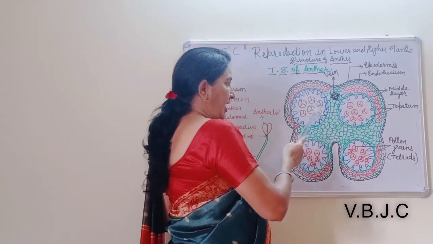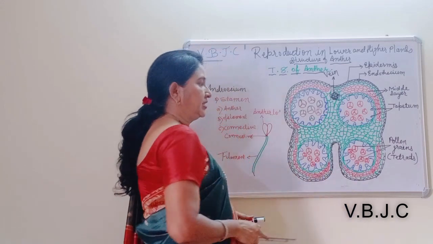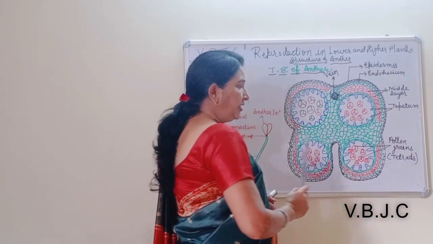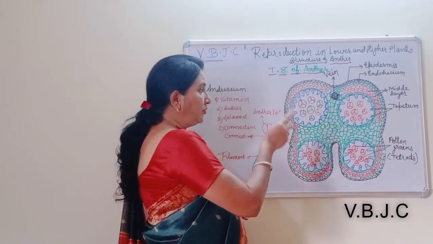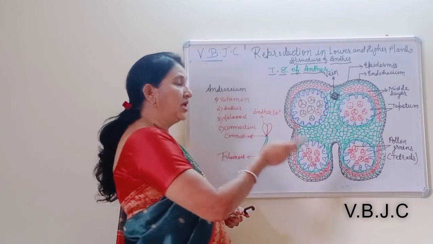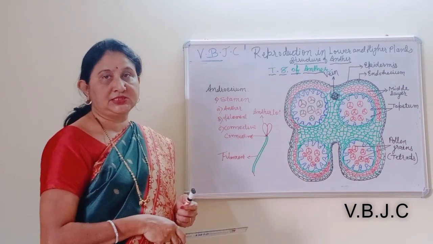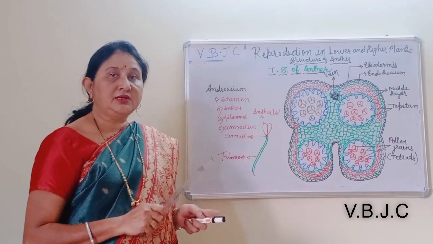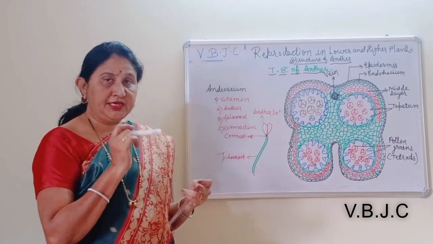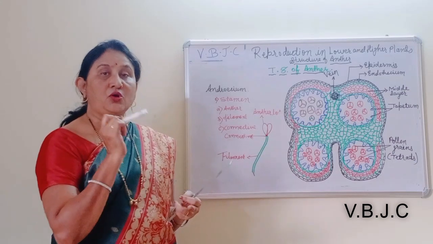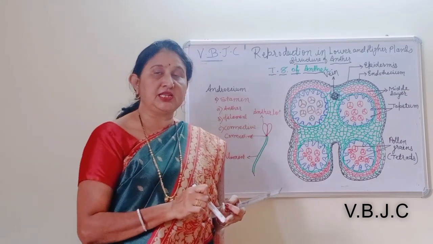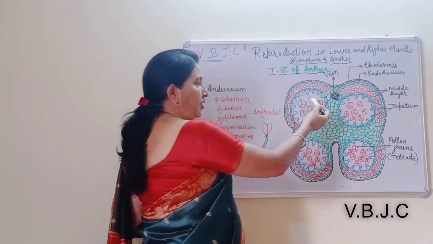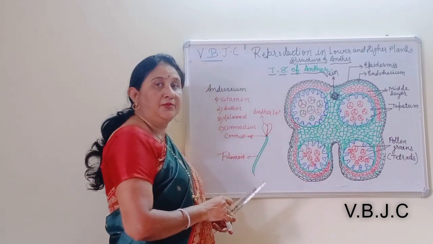Then inner to which, now in each pollen sac you can see the pollen grains, which are arranged in a tetrad. But before that, before the formation of microspores or pollen grains, the microspore mother cells are present here. They are diploid cells, the sporogenous tissue, and each sporogenous cell acts as a microspore mother cell, which divides meiotically to produce a number of microspores or pollen grains.